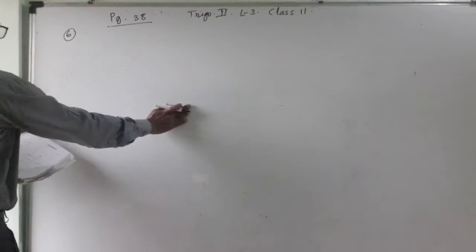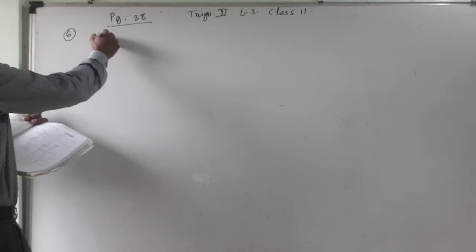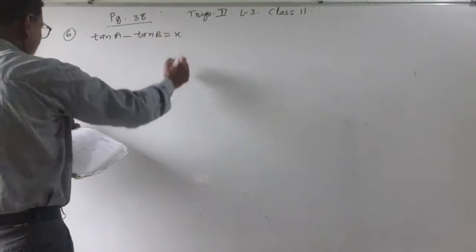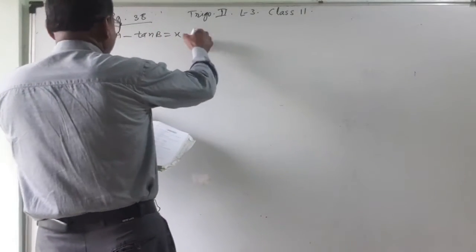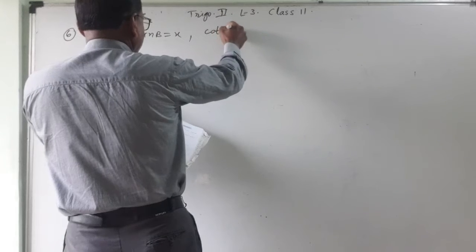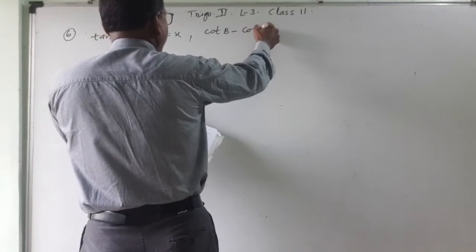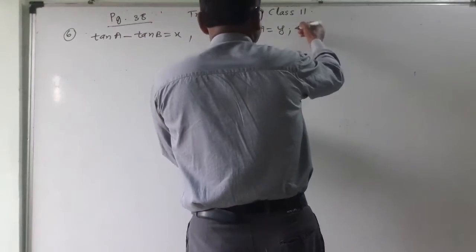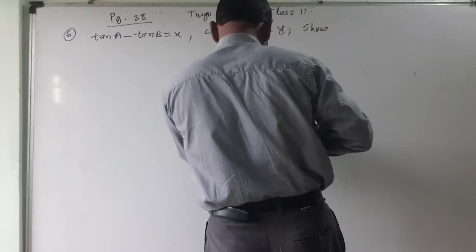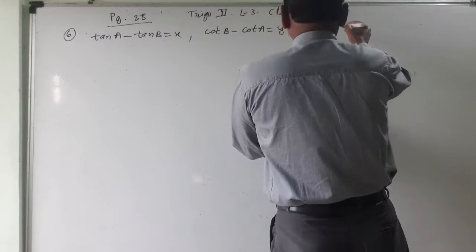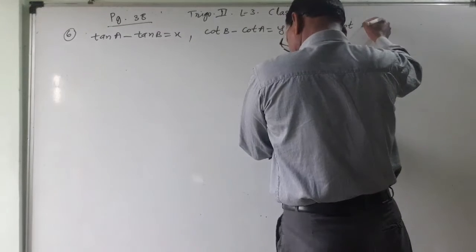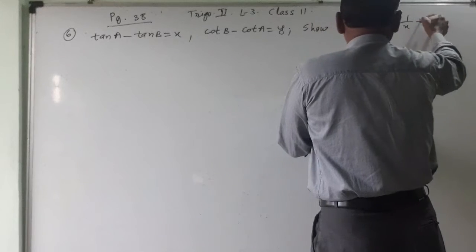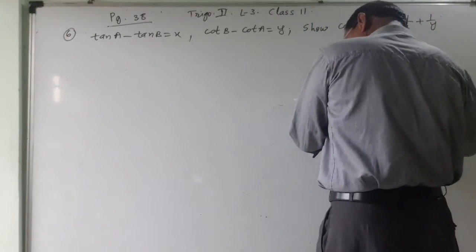Example 6. tan of A minus tan of B is equal to x, and cot of B minus cot of A is equal to y. Then show cot of A minus B is equal to 1 upon x plus 1 upon y. This they want.